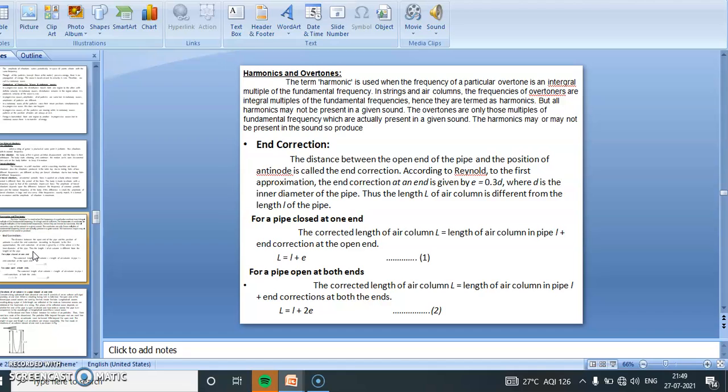Okay, next concept is end correction. What is end correction? The distance between the open end of the pipe and the position of the antinode is called the end correction. The distance between the open end of the pipe and the position of the antinode is called the end correction.